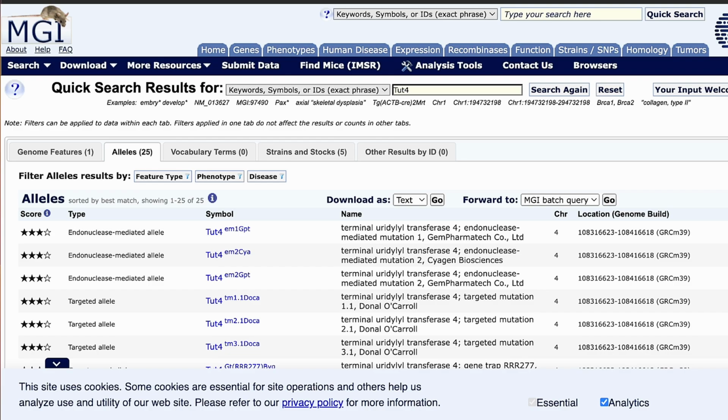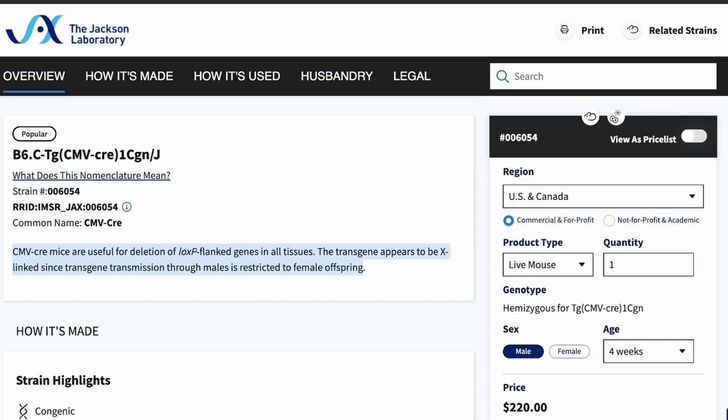The other good website is the JAX laboratory website, where it gives you the information for each of these strains. So here we have the CMV Cre, and it states CMV Cre mice are useful for the deletion of LoxP flanked genes in all tissues. The transgene appears to be X-linked since transgene transmission through males is restricted to female offspring. So this is one of those genes that was generated as a transgene, so we don't know where it is exactly. And it uses viral promoters so that every cell is exposed. So these two sites are great for both finding LoxP alleles and also finding information about the Cres.